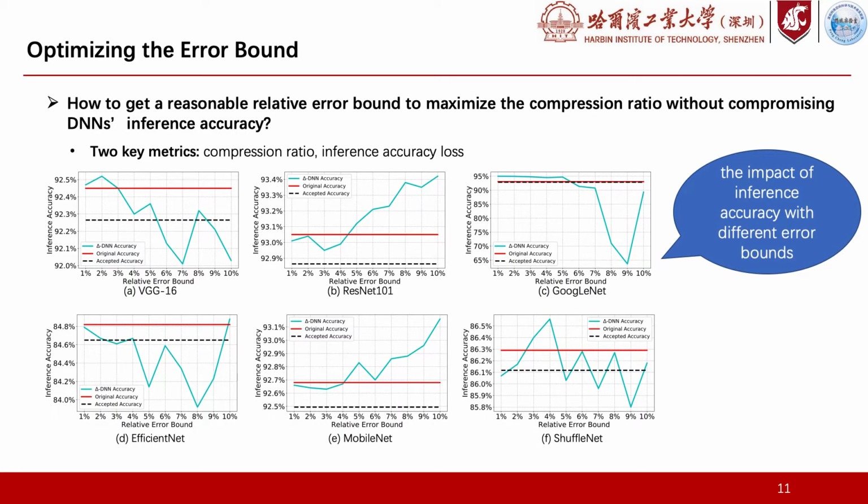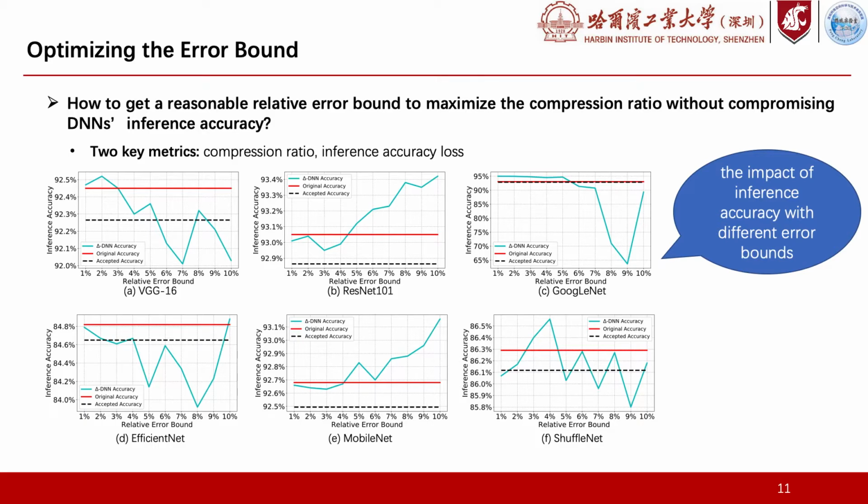How to get a reasonable relative error bound to maximize the compression ratio of the DNN without compromising the DNN's inference accuracy. We know that a larger error bound results in a smaller compression factor, and thus a higher compression ratio. At the same time, it leads to an uncertain inference accuracy loss of DNNs.